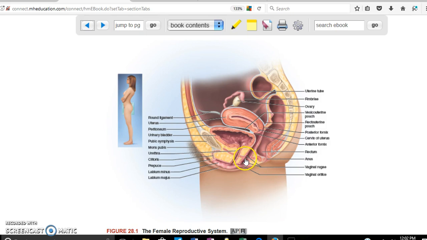We have right here the vagina. This is the uterus, the fallopian tube, and the ovaries. These are internal organs. External, we have labia majora, labia minora, clitoris, mons pubis, and don't forget, if you look at the figurine here, that also the breasts are part of the female reproductive system.